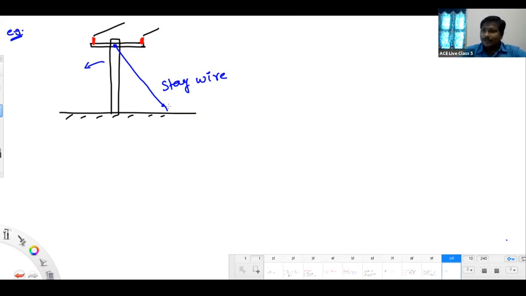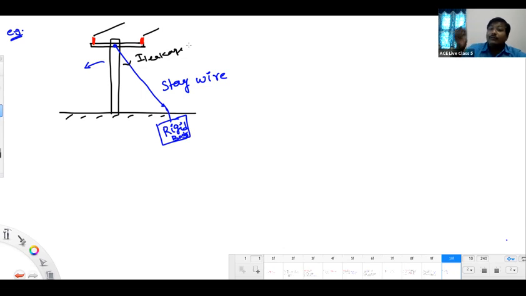To the ground. To the ground means we have to keep some rigid body here, maybe a concrete block, and to that rigid body we connect the stay wire. Definitely this stay wire is going to carry some leakage current.